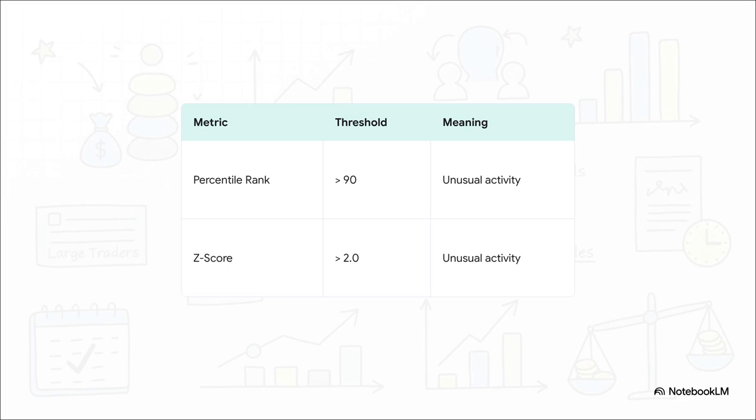Enter the weekly delta. This measures the momentum acceleration of these positions. We're tracking 2 things here, the percentile rank of change, which needs to be over 90, and the z-score, which needs to be over 2.0. If the physicals are already at an extreme and their delta suddenly crosses these high thresholds, that confirms they aren't just sitting on their hands. They are actively accumulating or distributing with intense, unusual conviction.